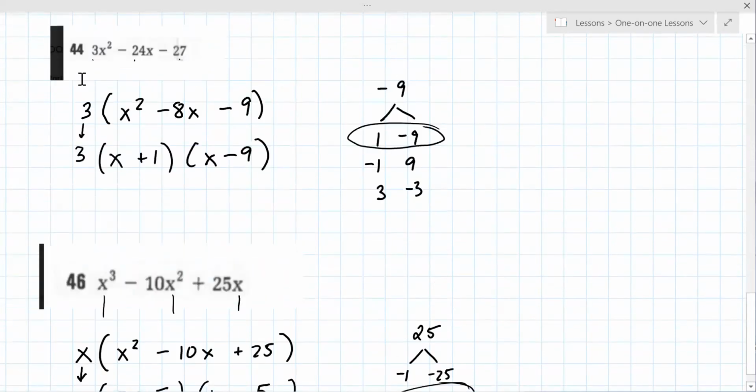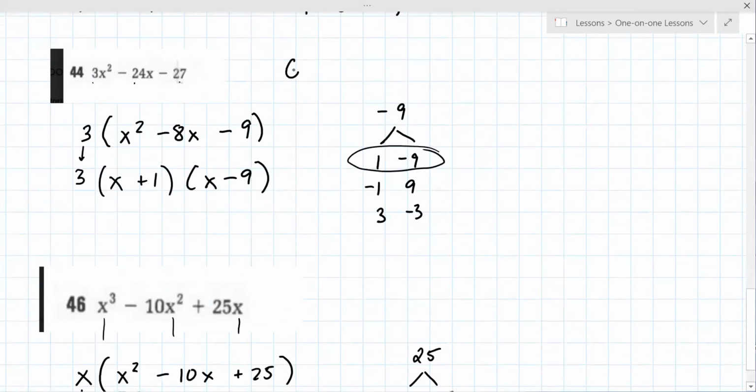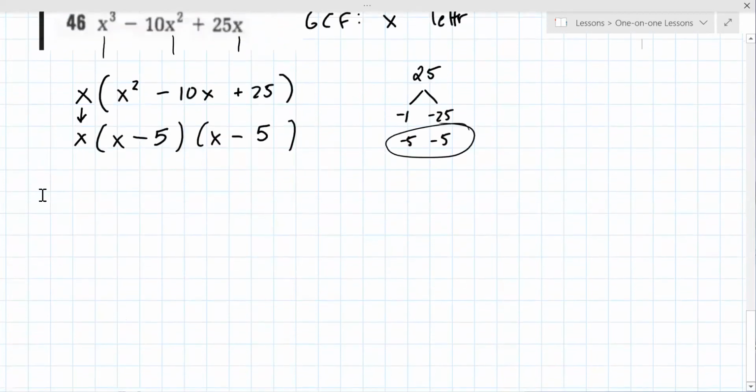So we've done an example here. 44 is an example where the GCF is 3. It's a number. 46, the GCF is x. It's a letter. Well, now we're going to do an example where it's both a number and a letter. I'm going to snip that question in here.